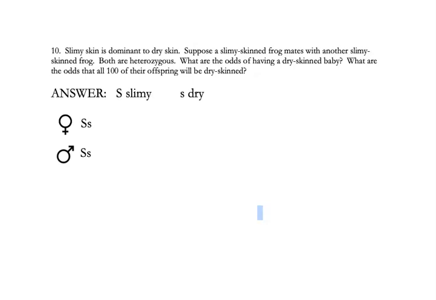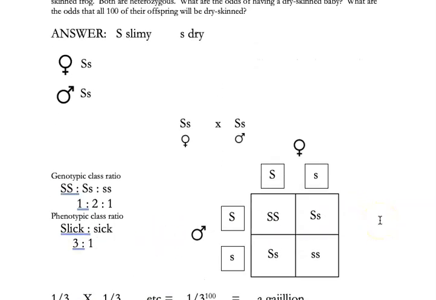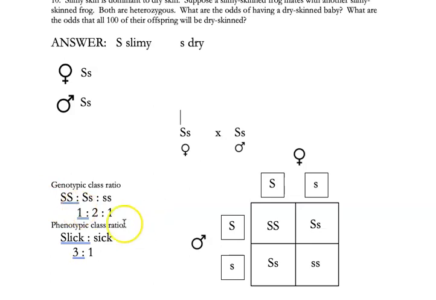Let's finish up with question number 10. It says slimy skin is dominant over dry skin. This is essentially the same problem we just did. Both parents are heterozygous. What are the odds of having a dry skin baby? It's a 1 to 2 to 1 ratio again. I've got heterozygotes, so I get this 3-to-1 ratio. We're talking about this dry skin baby here. So the odds of having a dry skin baby, again, is 1/3.